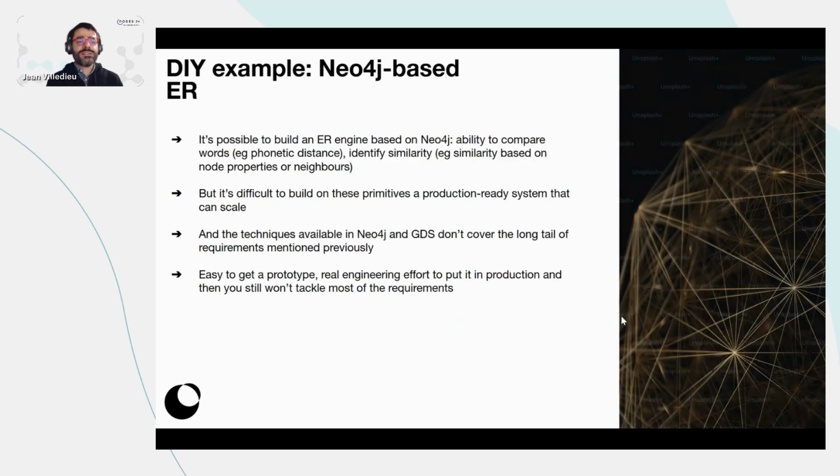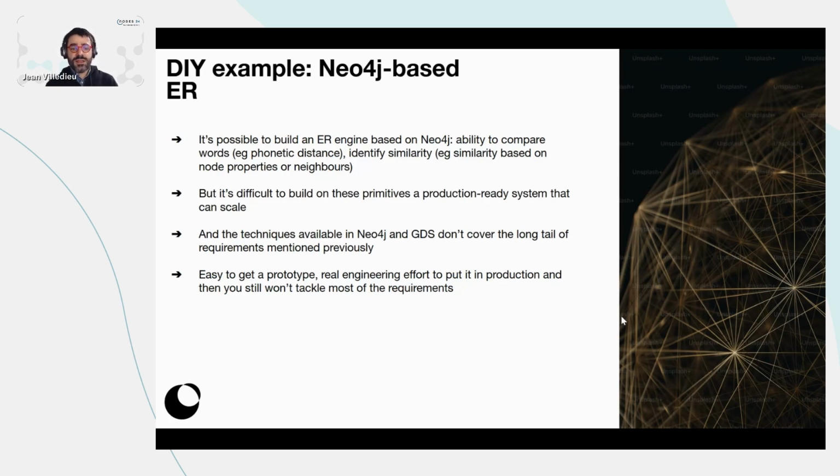So let's illustrate the benefits and the issues with the do-it-yourself approach using the Neo4j-based entity resolution example. So it's possible to build an entity resolution engine based on Neo4j. It's possible because within Neo4j, you have the ability to compare words using, for example, phonetic distance. You also have the ability to identify similarities based on node properties or on neighbors. But it's difficult to build on these primitives a production-ready system that can scale.